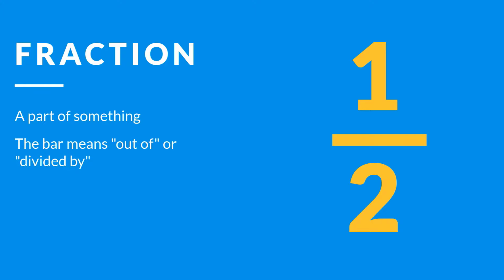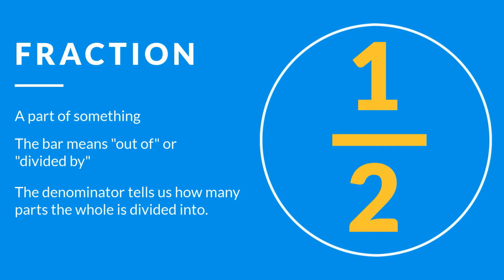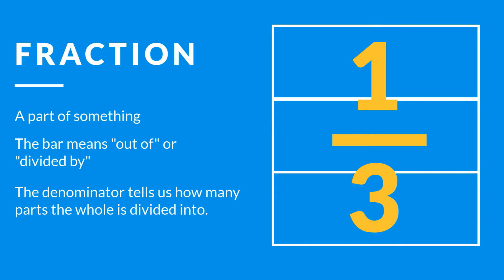Next, the number at the bottom is called the denominator. It tells us how many parts the whole is split into. For example, a denominator of 2 means that the whole is split into 2 parts. We call those fractions halves. A denominator of 3 means the whole is split into 3 parts. We call those fractions thirds.